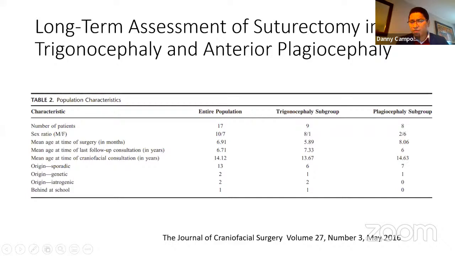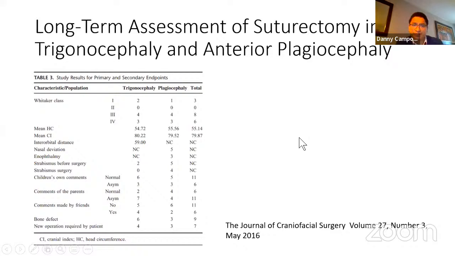But what about the result? As you see, in general, trigonocephaly and anterior plagiocephaly present a very aesthetic trouble. And when they evaluated these patients, they found that grade 3 and grade 4 on the Whitaker classification were the most frequent.